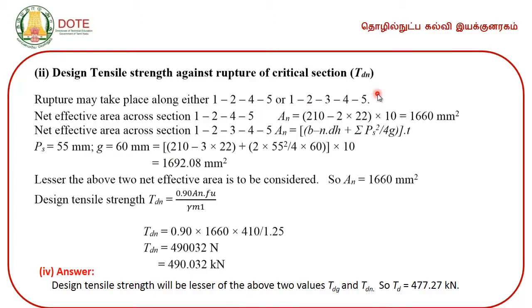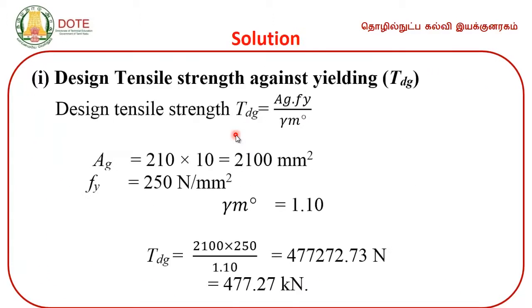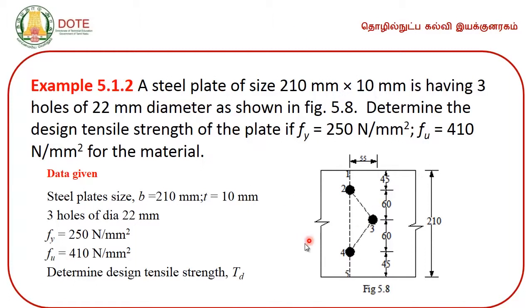And for the same plate, the strength against the second mode of failure is TDN, where rupture may take place. We will go back to this image. So, rupture may take place in the root. I have written here 1, 2, 3, 4 and 5. The rupture may take place along the root 1, 2, 3, 4 and 5, this is one option, and the other option is that the rupture may take place along the root 1, 2, 4 and 5. So, we have to calculate the net area along 1, 2, 3, 4, 5 as well as 1, 2, 4, 5, then we will take the lesser area into account.